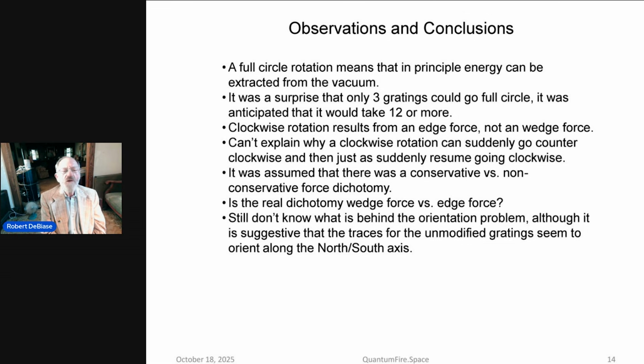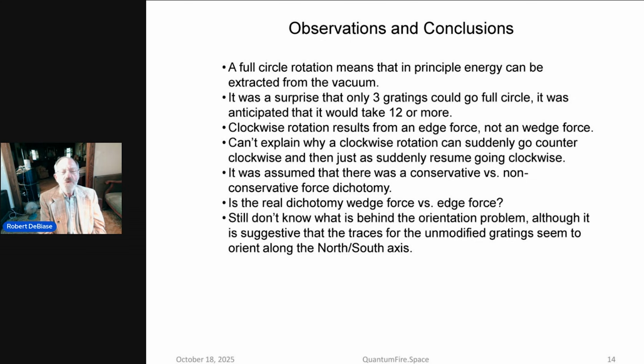It was a surprise that only 3 gratings could go full circle. I had anticipated that it would take 12 or more. And also interesting here, the clockwise rotation results from an edge force, not a wedge force. All my calculations were for wedge forces, but it turns out it's an edge force that is moving this. It's even bigger than the wedge force. Can't explain why clockwise rotation suddenly goes counterclockwise and then just as suddenly resumes going clockwise.